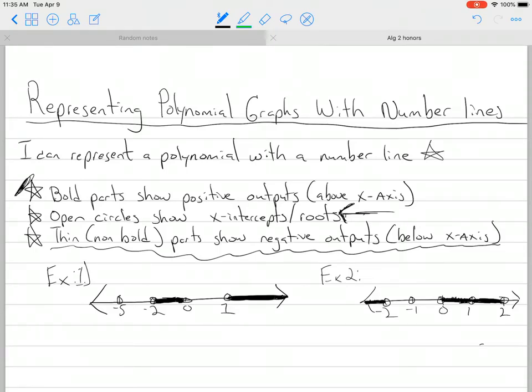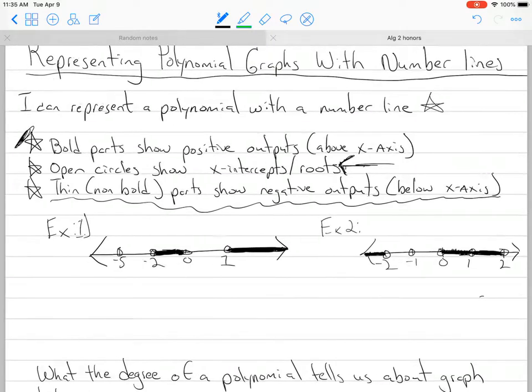So what I would like you to do is copy down this first example 1. I want you to copy down this number line. Then pause this right here and draw the graph that you think goes along with it. You just did it. Now I'm going to do it.